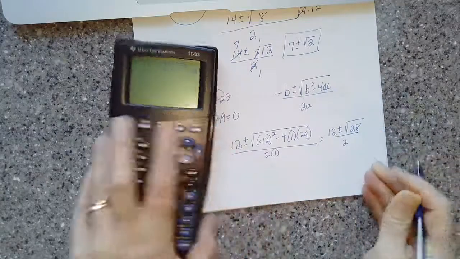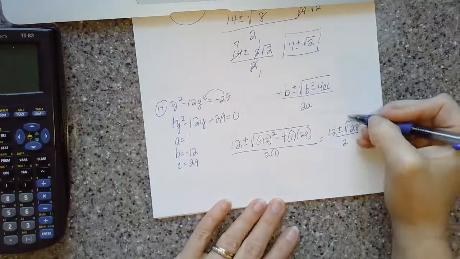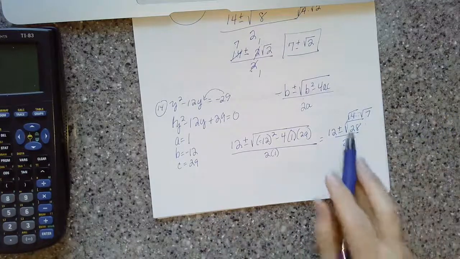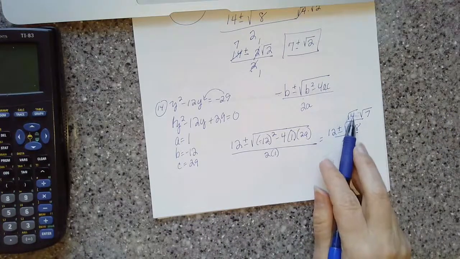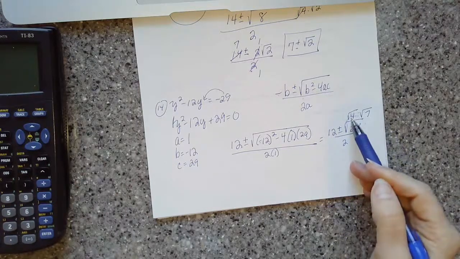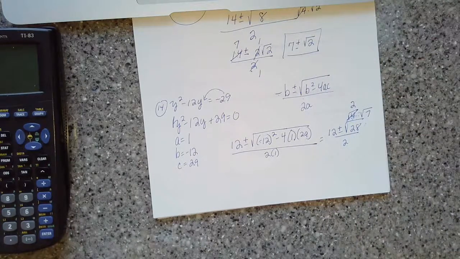The next step is to simplify the radical if possible. 28 will divide by 4 times 7, and your goal here is to find something perfect, like 4, 16, or 64, so you can reduce it a little bit. So the square root of 4 is perfect. It reduces out to a 2. So now we have 12 plus and minus 2 radical 7 over 2.